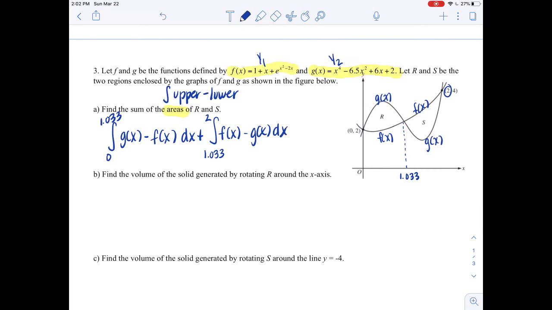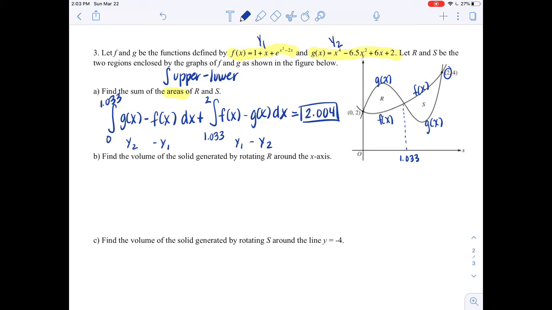So if you need to pause for a second. When you plug this in your calculator, keep in mind this was something like y2 minus y1 and y1 then minus y2 for the second half. So be careful to make sure you type them in the right order. And when you're done, you round to 3 decimal places. This comes out to be 2.004.